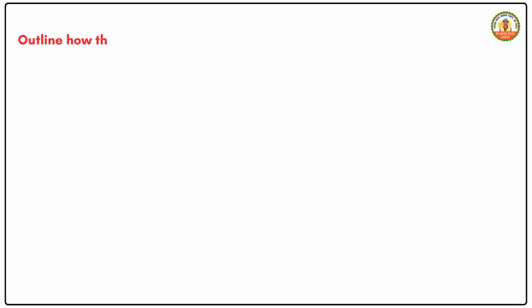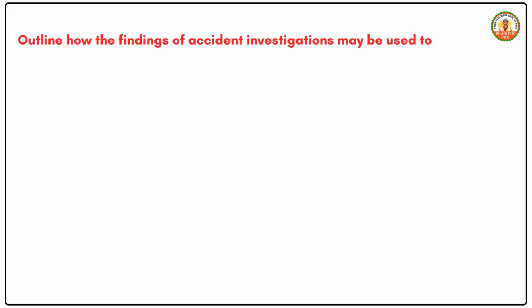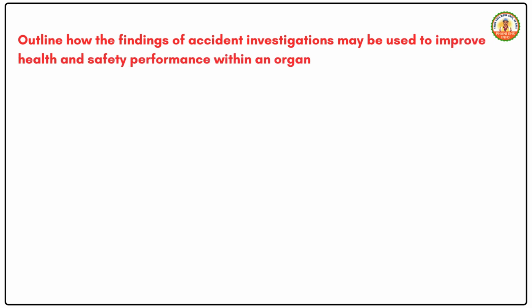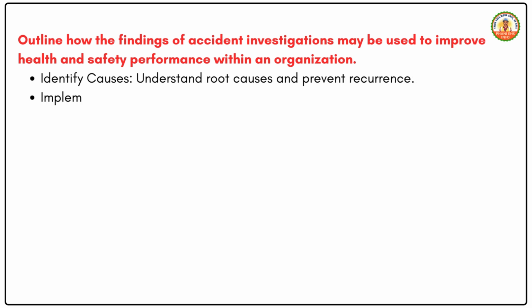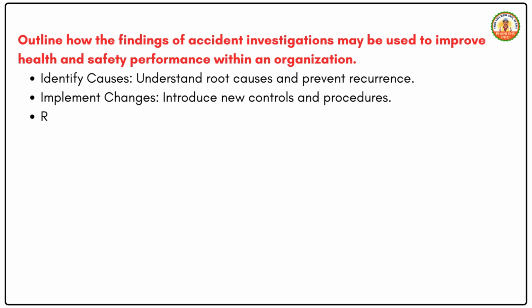Outline how the findings of accident investigations may be used to improve health and safety performance within an organization. Identify causes, understand root causes and prevent recurrence. Implement changes, introduce new controls and procedures. Review effectiveness, assess if changes have been successful.